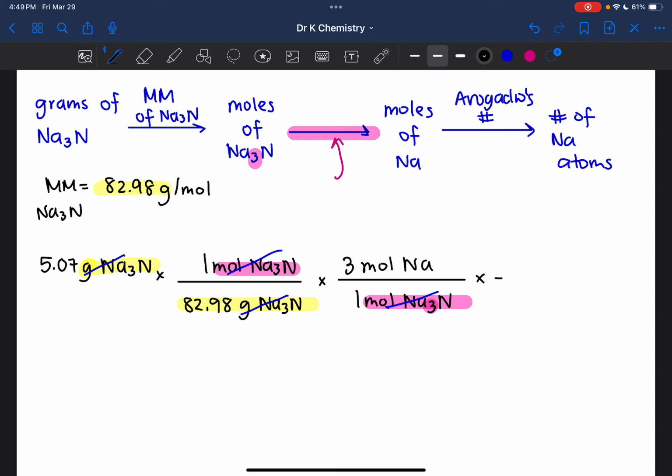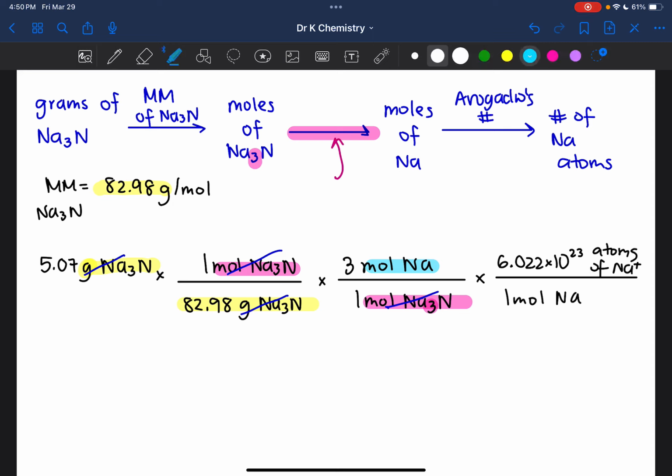And finally, when I have a mole of anything, I can convert that into the number of particles. So I have 3 moles of sodium and I want to convert that into the number of sodium atoms. In 1 mole of sodium, there will be 6.022 times 10 to the 23 atoms or ions of sodium. And that just comes from Avogadro's number. So now our moles of sodium cancel out and we have the number of atoms. And because this is an ionic compound, the number of atoms really means the number of ions.